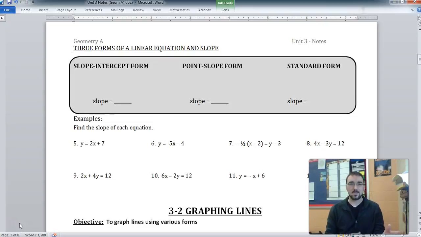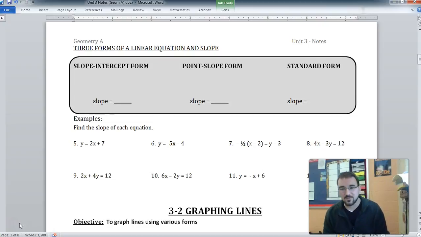Welcome. Today we're moving on in our Unit 3 video series, which is our flipped classroom style for geometry. In Unit 3, again, we're talking about slope, lines, and the coordinate plane. So let me break it down for you like this.